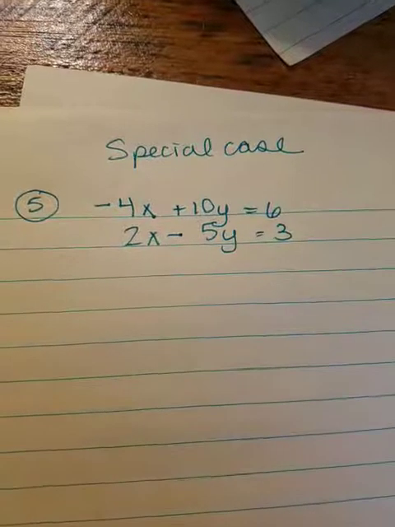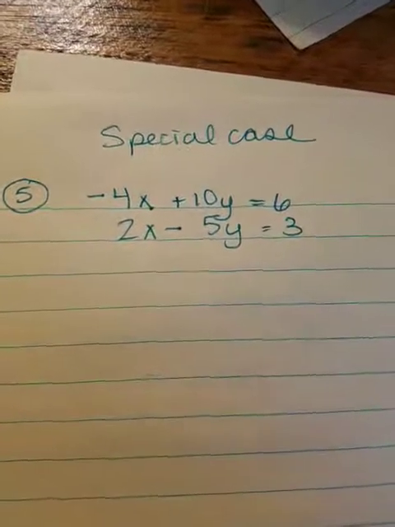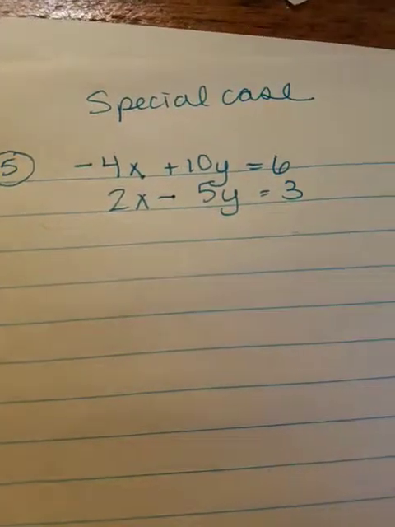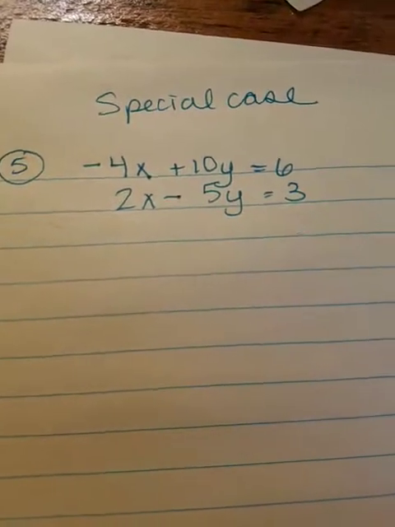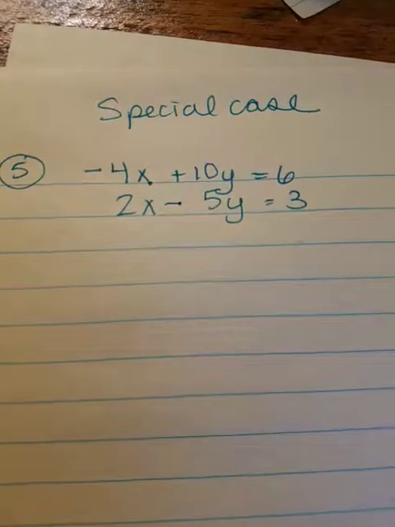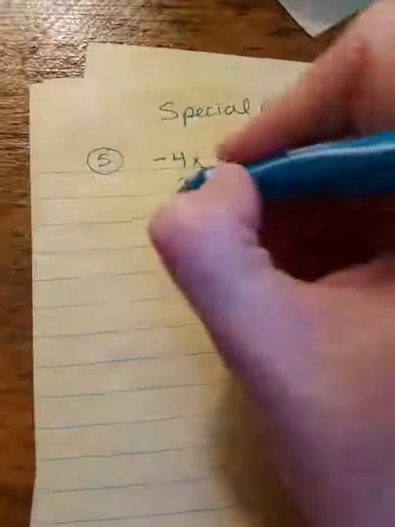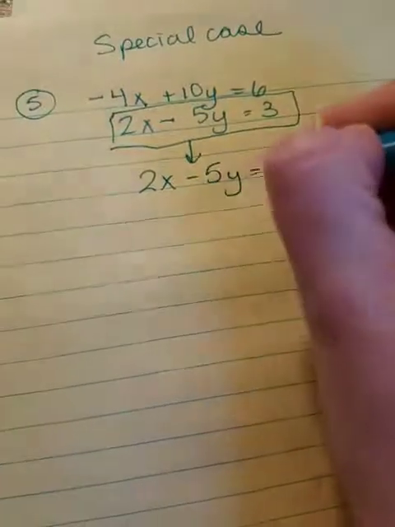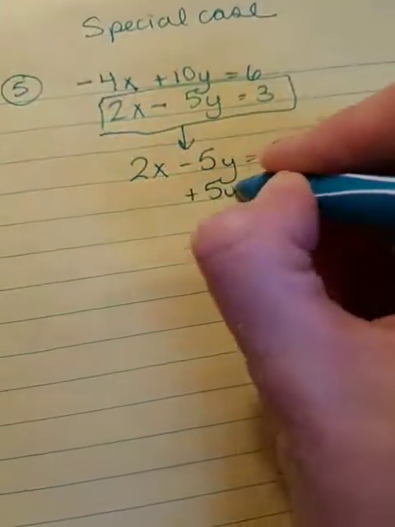Okay, here is number 5, which is a special case. Again, you don't have a coefficient of 1, so you want to kind of pick your poison here. I am going to choose to solve the second equation for x. So again, I haven't done any substitution yet. I'm going to add 5y to both sides.